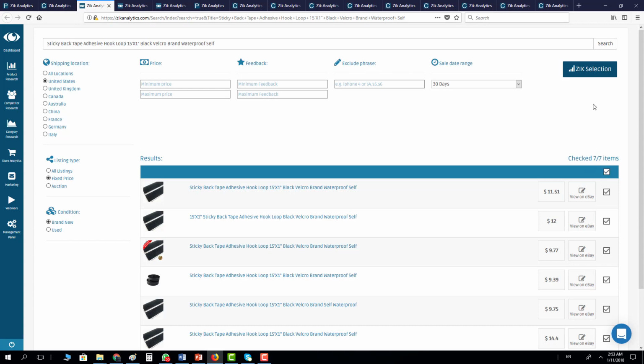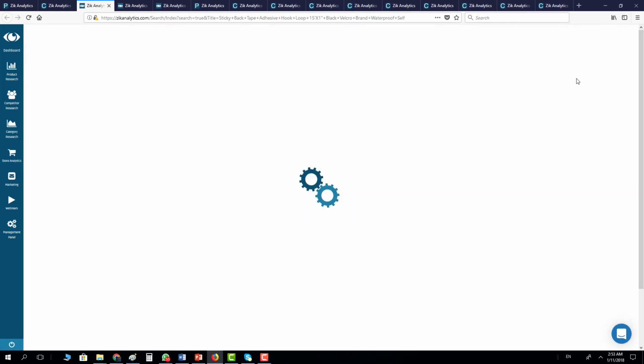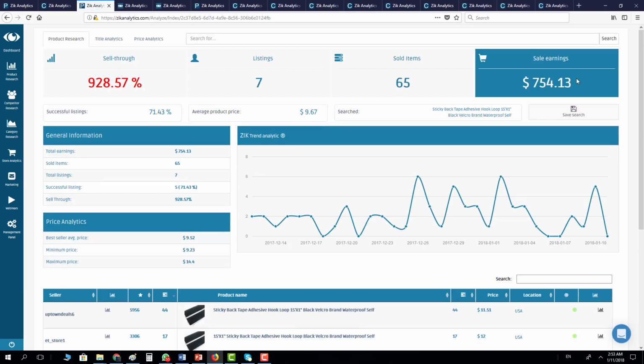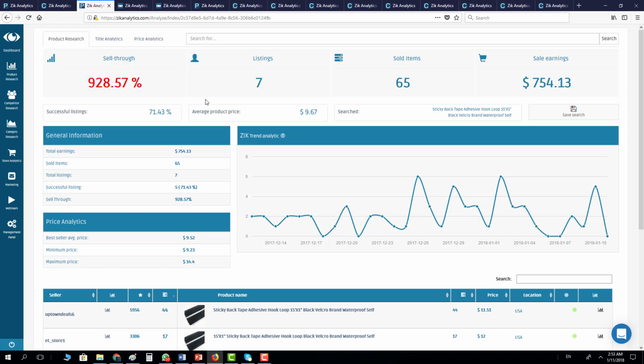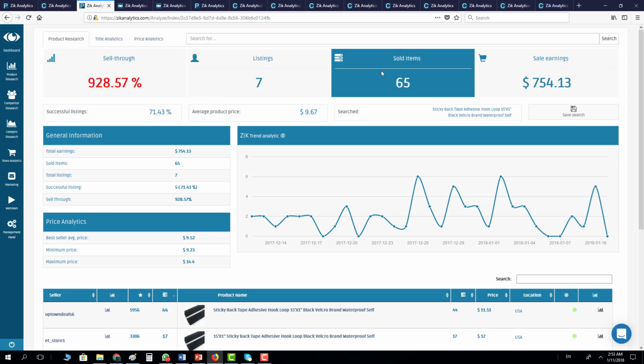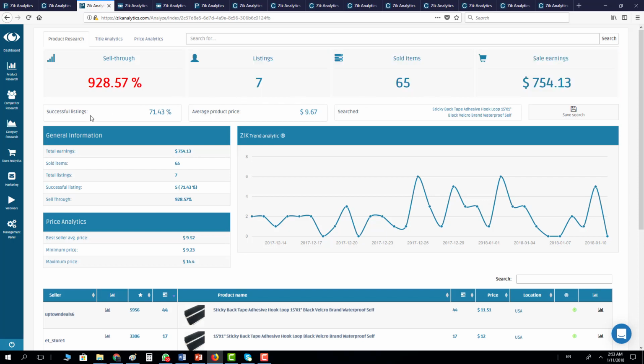So let's checkbox here and make the Zik selection. Let's see a little bit more statistics about this product. So as you can see here, we see 928 sell-through rate. This is amazing, guys. Okay, and we see 7 listings only that sold 65 units. Successful listing is 71%. It's great. It is really great.